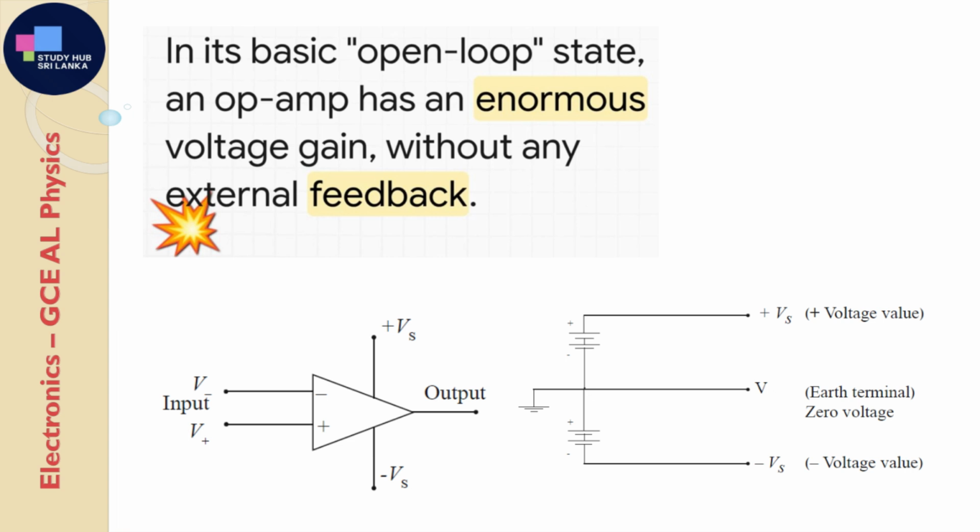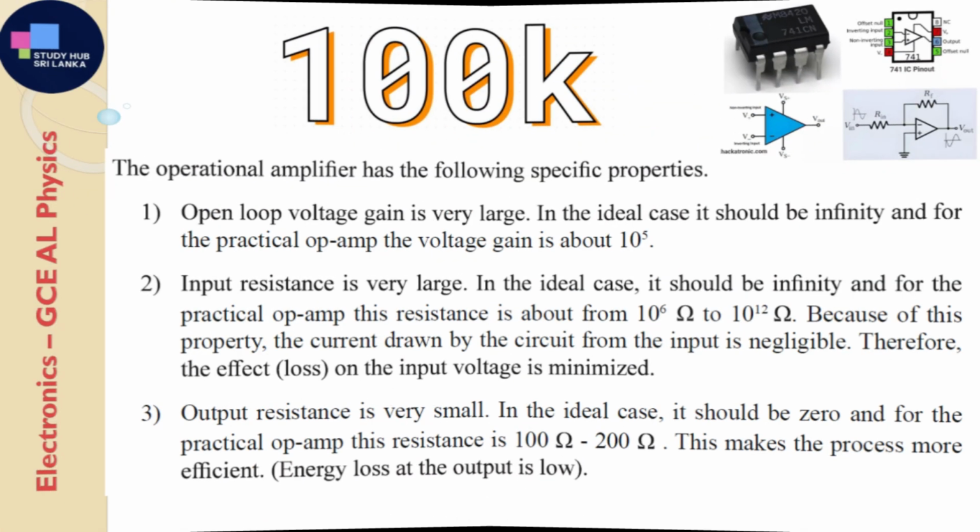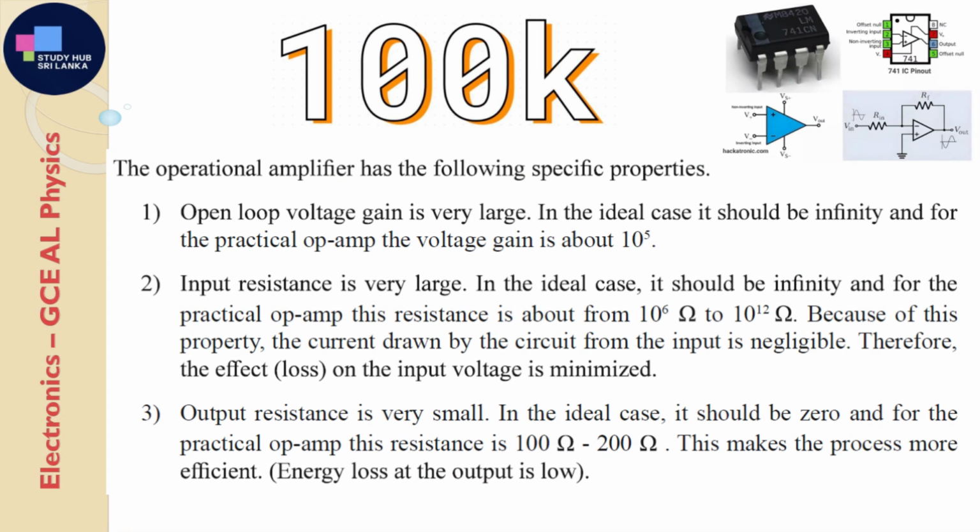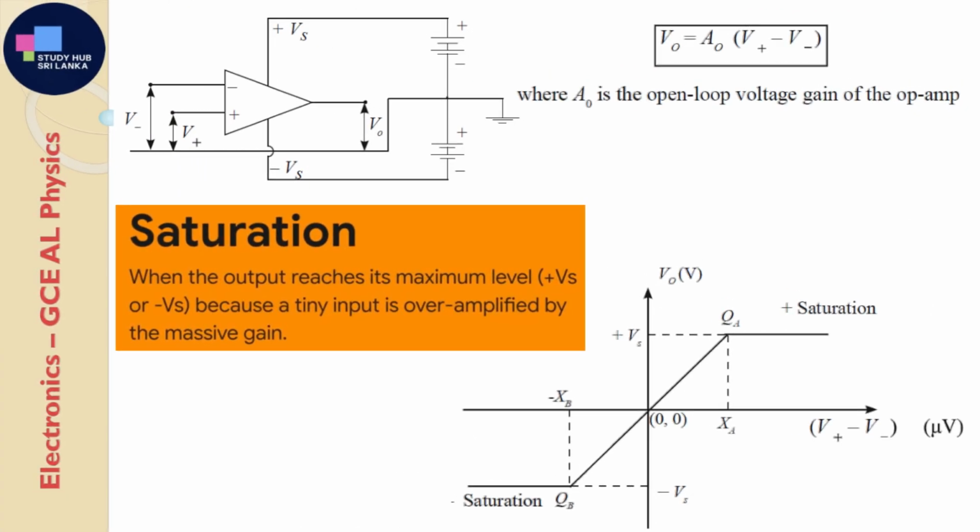Just how big are we talking? Well, a classic op-amp, like the famous μA741, has a typical open-loop voltage gain of about 100,000. Yeah, 100,000. That means any tiny little difference in voltage between its inputs gets multiplied by 100,000 at the output. And that enormous gain leads to a big issue called saturation. Just think it through.